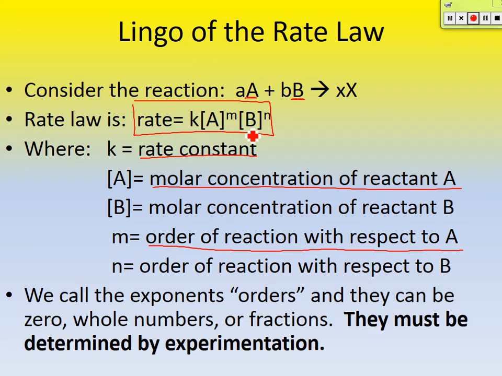Now, if you notice something, I just called the exponents orders. And they can be 0, they can be whole numbers, or they can be fractions. But they must be determined by actual experimental data. So you're going to run reactions and determine what these orders, M and N, are. And that's what we're going to do today. I'm going to show you how to do that.